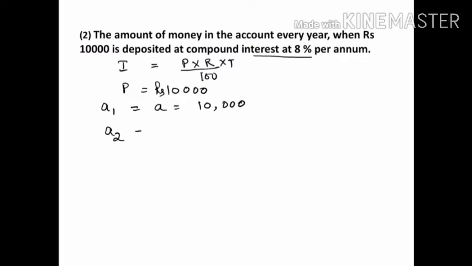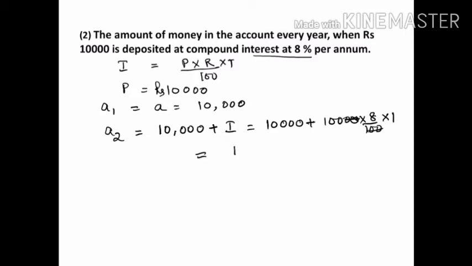Now for the second year, the amount is calculated by adding the interest on 10,000 to 10,000 rupees. So that is given by 10,000 plus interest on 10,000. So that is equal to 10,000 plus 10,000 into 8 upon 100 times the time, and the time is 1 year. So on calculating this, we get 10,800 rupees.